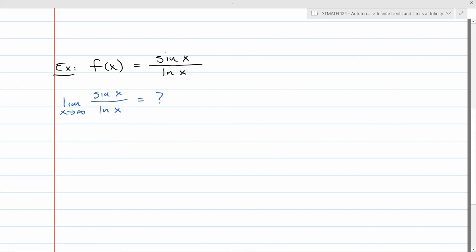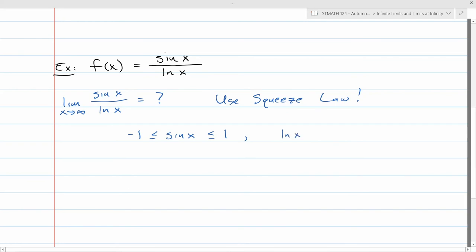But what I could do to make that a bit more official is to use the squeeze law. I know that the sine function always stays between negative 1 and positive 1. And I also know that natural log of x is bigger than 0 whenever x is bigger than 1. Now, our x is going to positive infinity, so I can safely assume that my x is larger than 1. So I could divide through this whole thing by natural log, and I'd be dividing by something positive, so it won't change the direction of these inequalities.